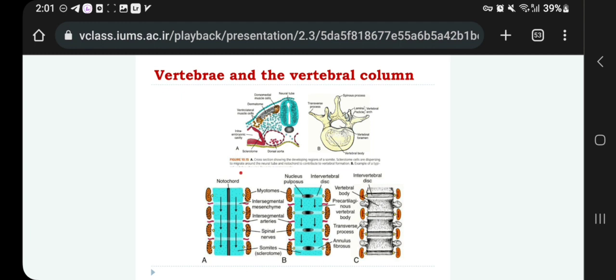After this step, we have a resegmentation. This part is a segmentation because every sclerotome from the somite is segment by segment. Every sclerotome makes a segment, and in the next step we have another process. That process is resegmentation, because this segment has a special character.